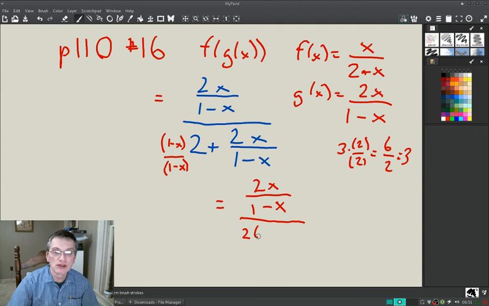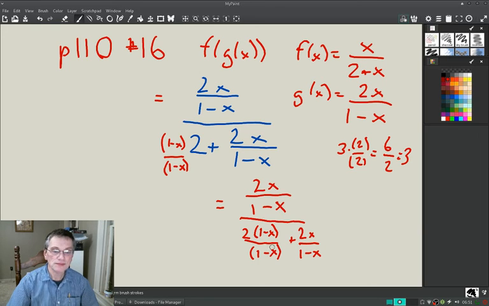This is 2 times (1 minus x) over 1 minus x, plus 2x over 1 minus x. Now these two things have the same denominator, we can combine them. 2 times (1 minus x), and we can multiply that 2 through, so we get 2 minus 2x plus 2x, all over 1 minus x.